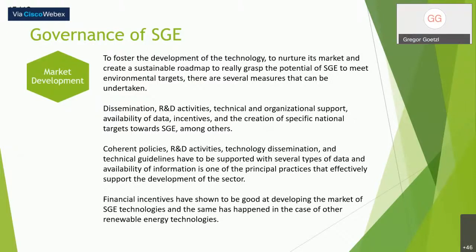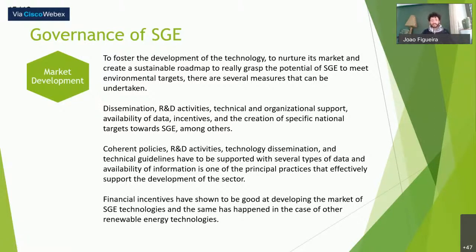Regarding the last point, the governance, we need to focus on market development as well. So we need to nurture its market and create a sustainable roadmap to really get a good perspective on our environmental targets. And I would like to recall that dissemination, like webinars like this, is very important, and R&D activities, technical and organizational support are important, and availability of data, incentives, and creation of a specific national target towards shallow geothermal energy.